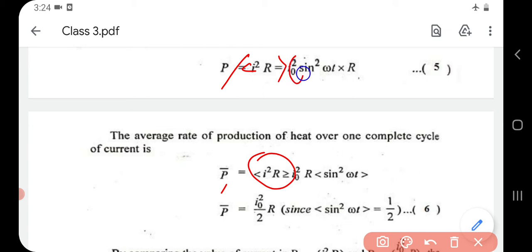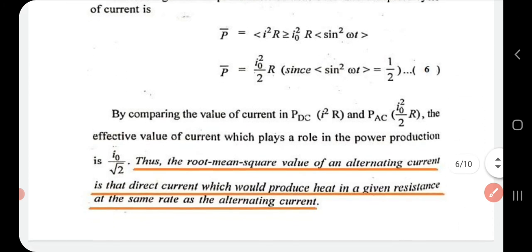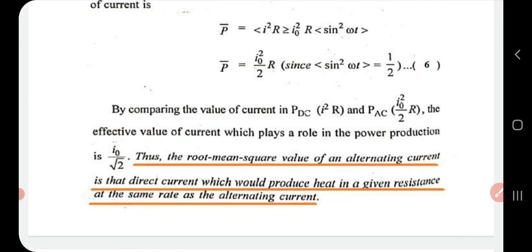Here I0 square and R is a constant, so it's taken outside, and then you are averaging only the value of sin square omega t. Now the average value of sin square omega t is found to be half. So the average value of heat produced will be I0 square by 2 times R. RMS value of AC is again defined as direct current which would produce heat in a given resistance at the same rate as the alternating current.